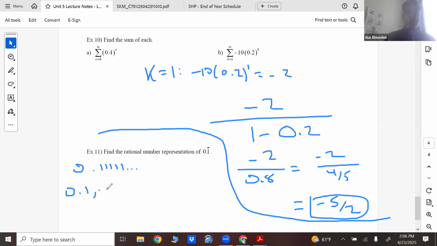0.1. Well, actually, we do plus signs because we're adding up. 0.01 plus 0.001. Would you guys agree with what I'm doing right now? Right. Okay. So what's your A1? 0.1. What's your R? 1/10. Same thing.